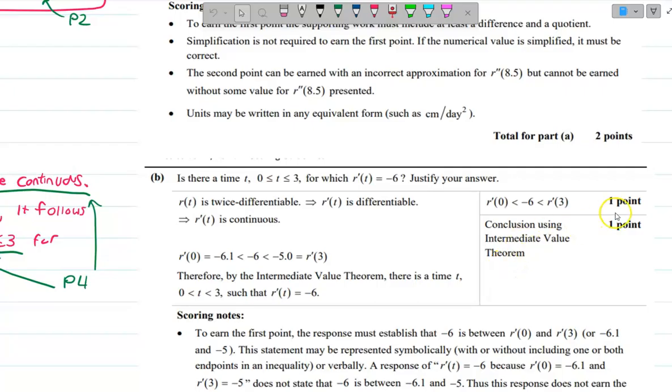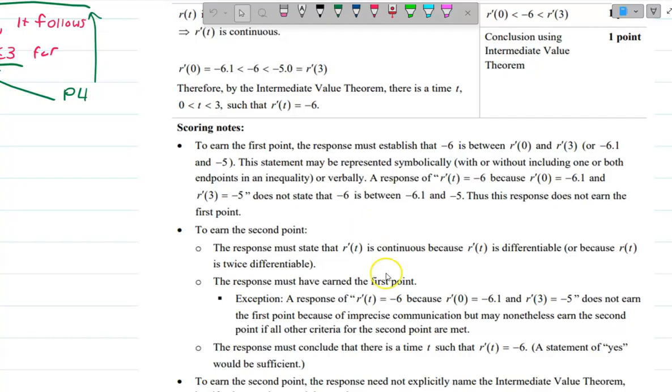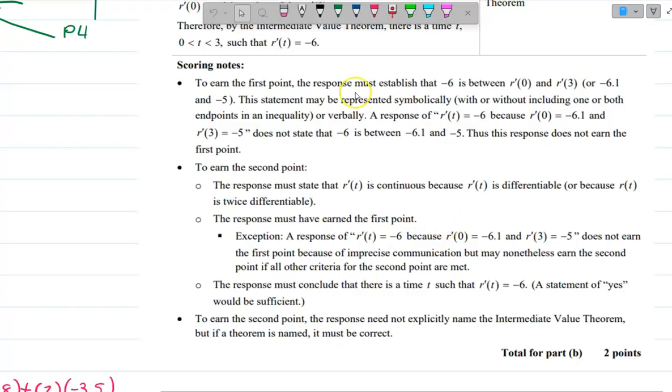That is going to be the second point, using the conclusion. And you can actually see down here, to earn the second point, the response must state that r prime is continuous because r of t is twice differentiable. So at minimum, you have to be able to state r prime. If you do not state that r prime is continuous, that will not earn that second point. So again, go ahead and pause to read over the scoring notes if you'd like to see that.